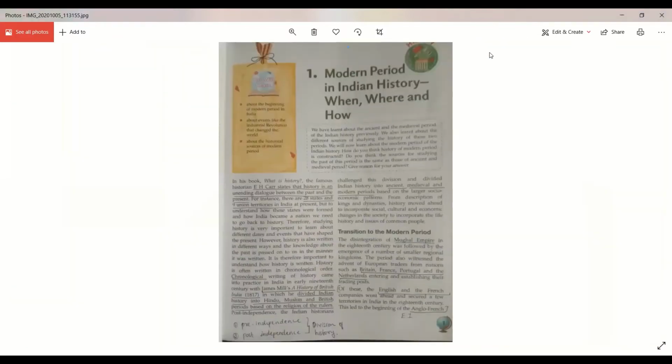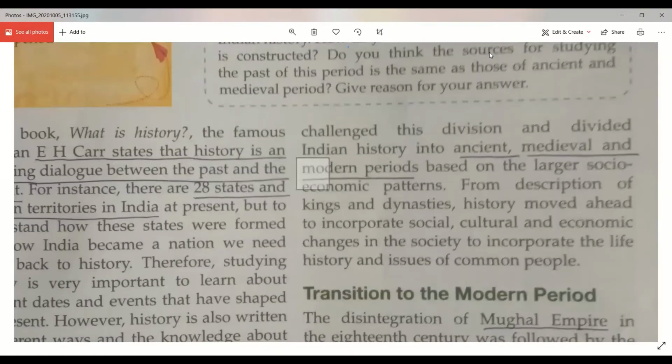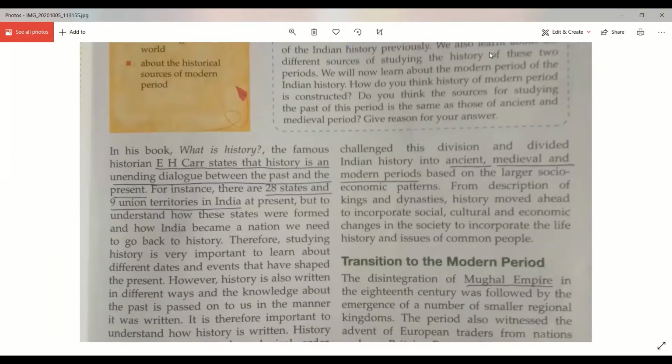Now, which part of the post-independence history are we talking about? The modern period, the third one. So what does modern Indian history include? If we look down, it says this gives a description of kings and dynasties, and it gives a description of society, culture, economy, changes that happened in people's life, changes that happened in history, and issues of common people.